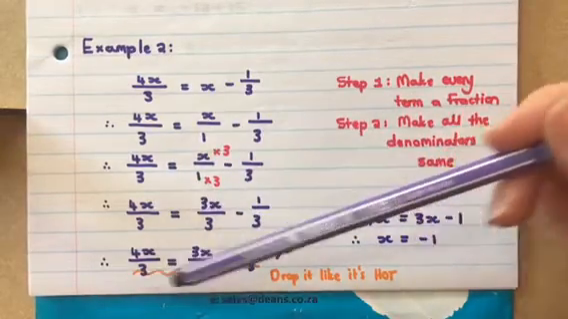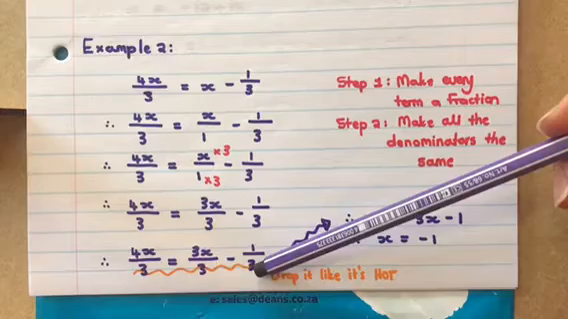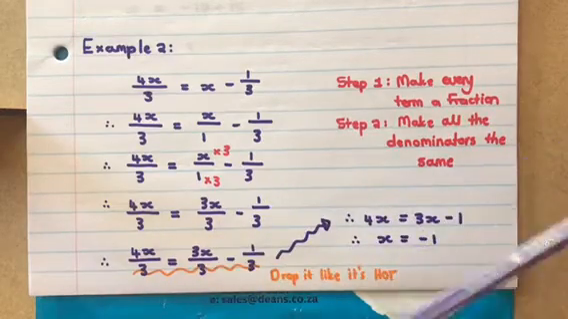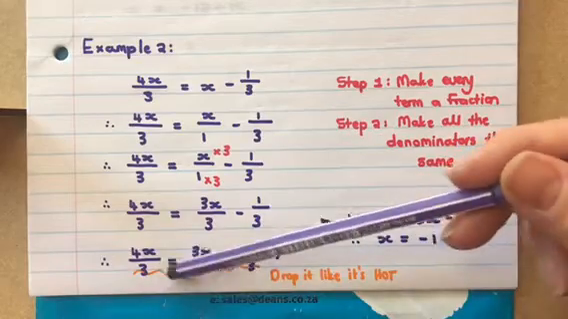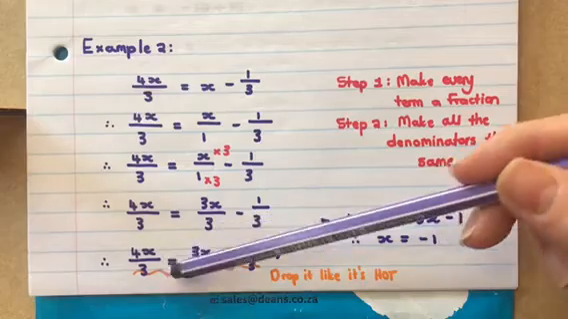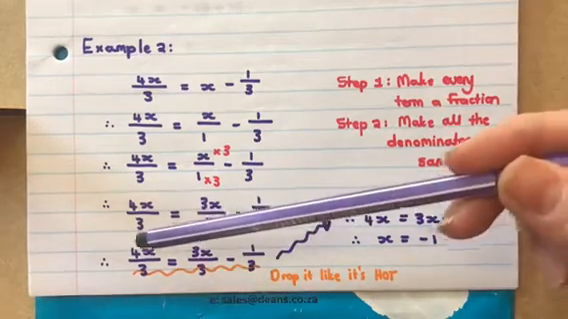Okay, so once you have a common denominator, you've changed your fraction. You drop it like it's hot. I always say, oh, you've got them all the same. You drop it like it's hot, and then you are left with the numerators on top. Okay, so it's going to be 4x.